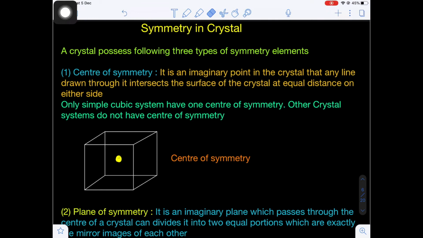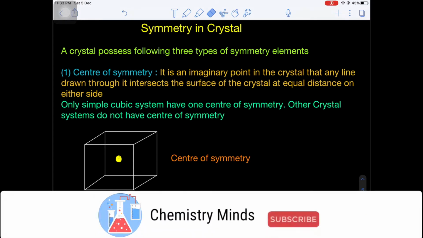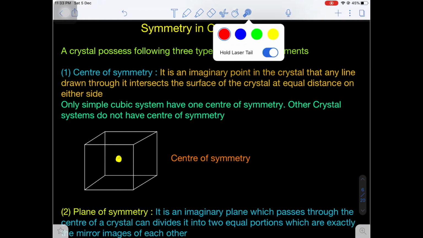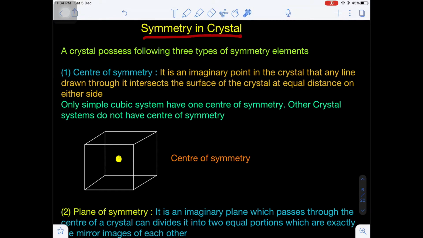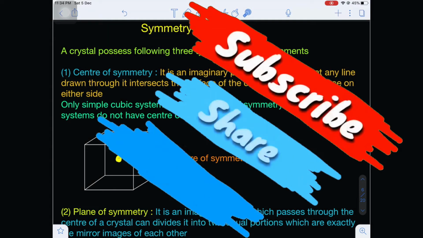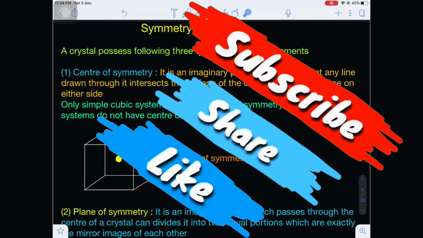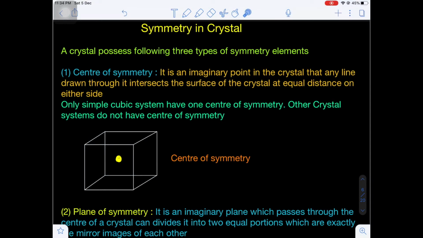Hello students, in today's solid state lecture number 2 we are going to discuss symmetry elements, the definition of a space lattice or crystal lattice, the definition of a unit cell and types of different unit cells, and finally classification of the crystal systems. Okay, so this is lecture number 2, solid state.